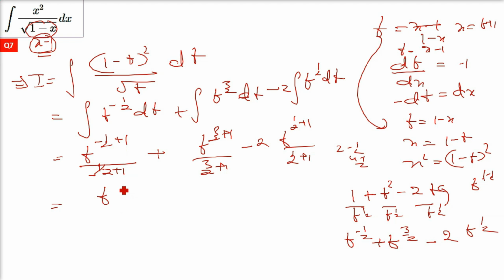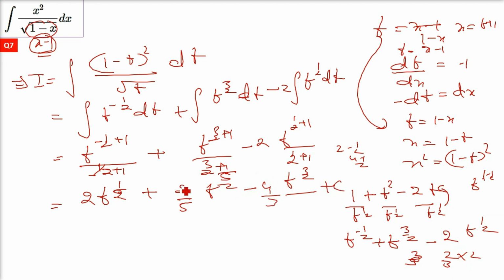T raised half it will be. This half plus 1 is 3 by 2. It goes up, it will form 2 by 3. And 3 by 2 plus 1 is 5 by 2, 2 by 5 here. And t raised 5 by 2 minus 2. T raised 3 by 2 divided by 3 by 2. So 2 by 3 goes up. So 2 was already there. So it will be 4 by 3. Now just replace this t by x minus 1.